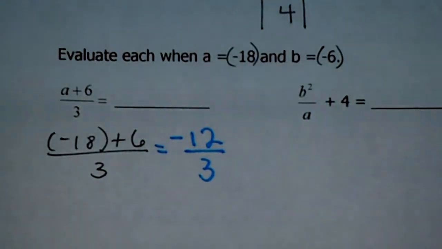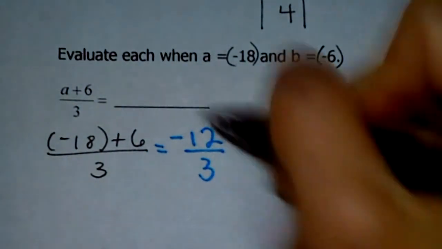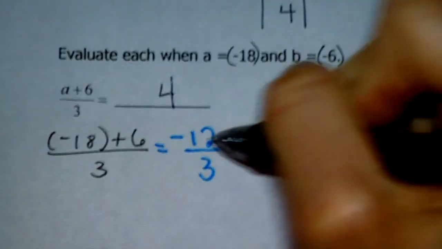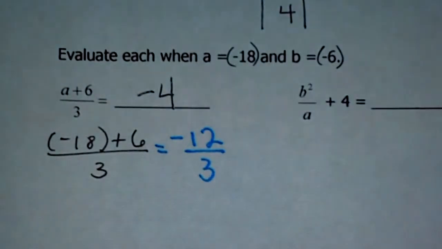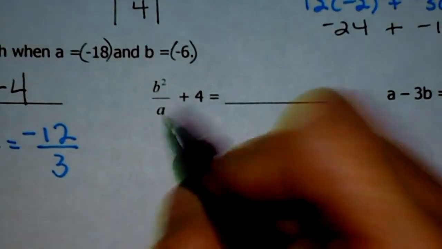And we already learned how to solve those. This just means a negative 12 divided by a positive 3. When you divide integers, you're going to divide normally, so 12 divided by 3 is 4. And when you have one of each, it means it's negative. So that one is done. All right, next, let's plug the values in. I have b squared over a.